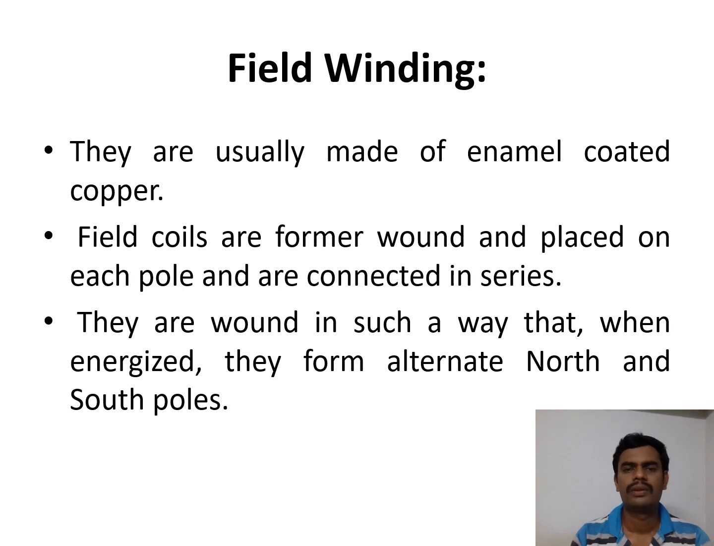Next, field winding. They are made up of generally enamel coated copper wires. All the wires or coils which are used in electrical machines are made up of enamel coated copper wires, and the field coils are former wound and placed on each pole and are connected either in series or in shunt. They are wound in such a way that when they are energized, they alternately form north and south poles. What do you mean by energization? The process of giving electrical energy or current through a wire is called energizing.